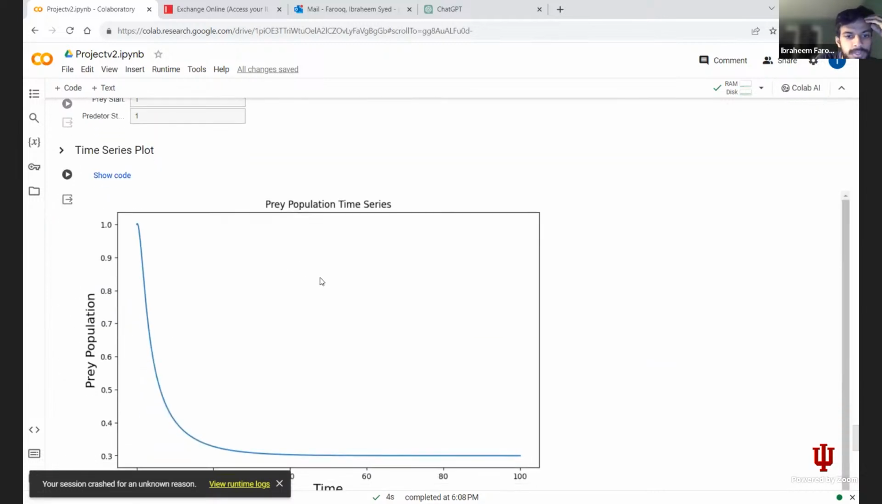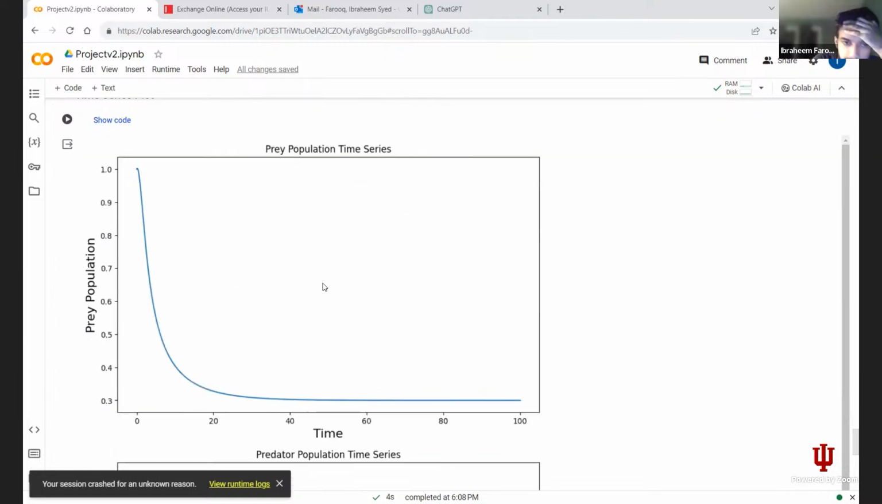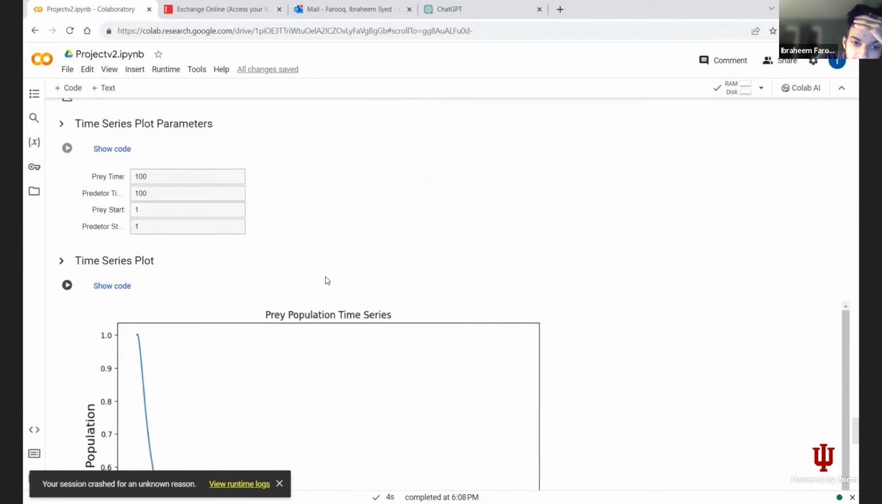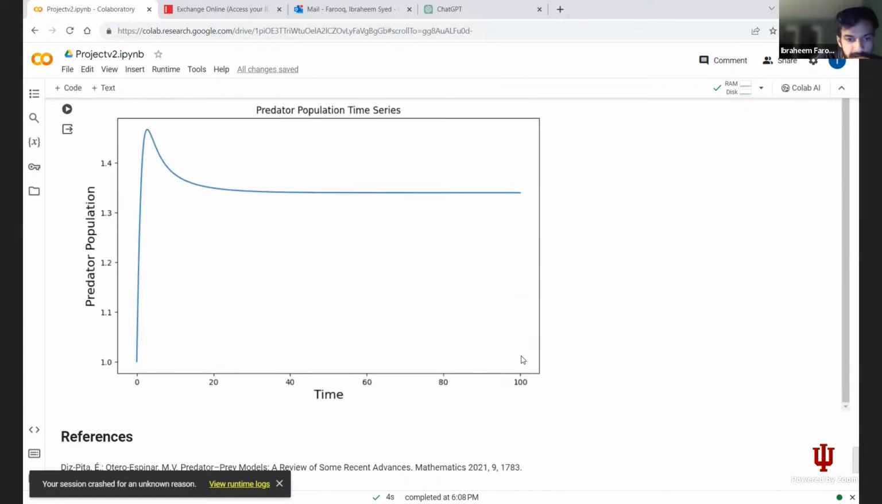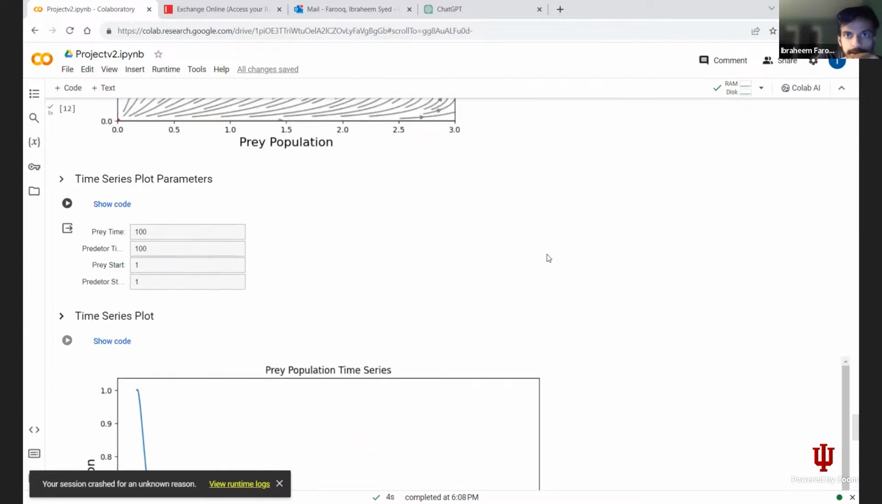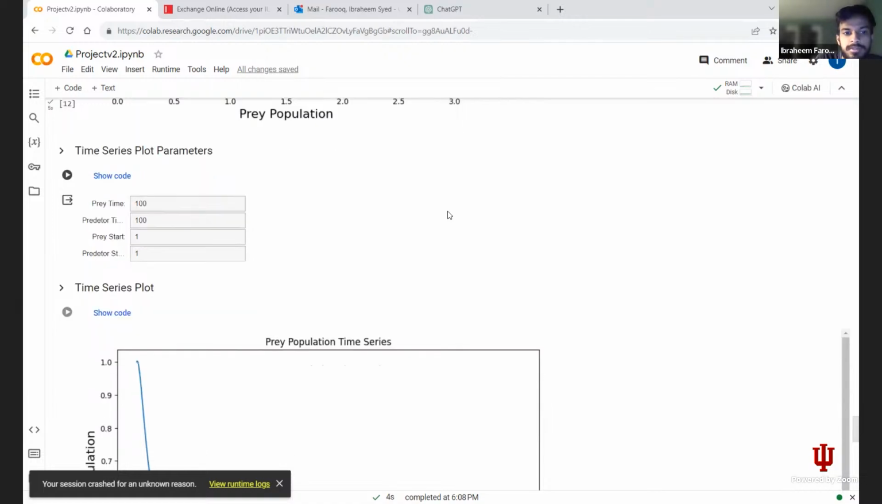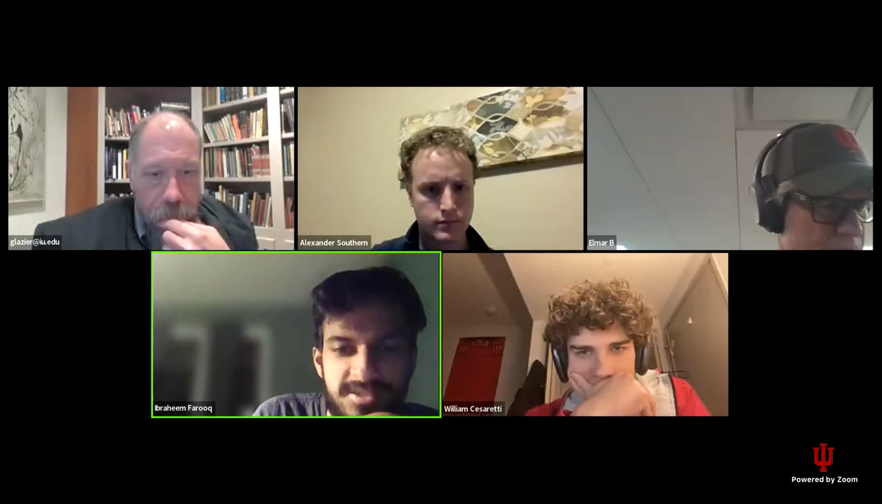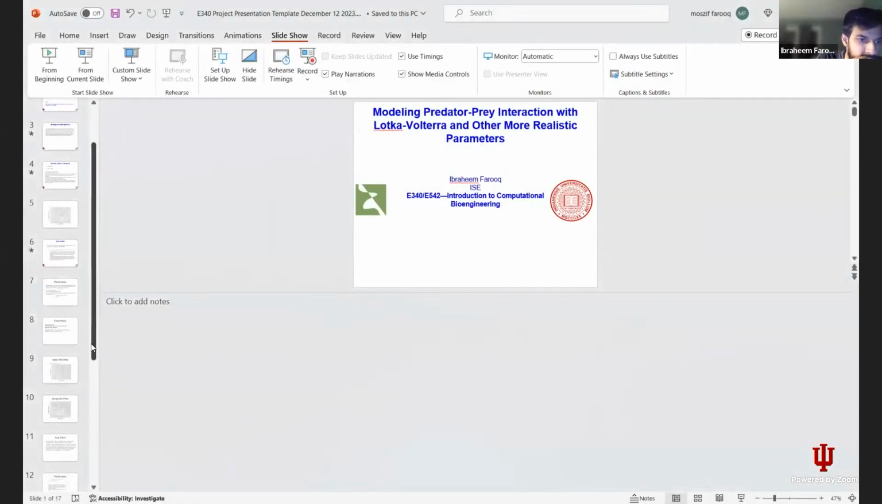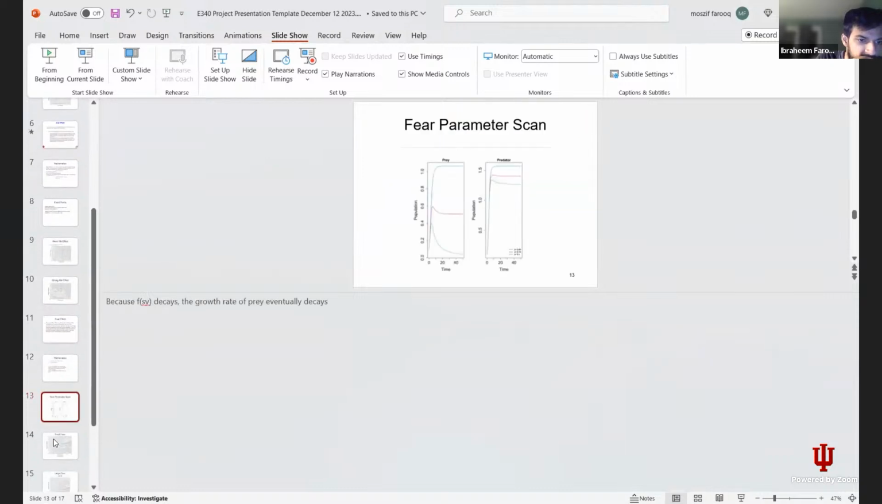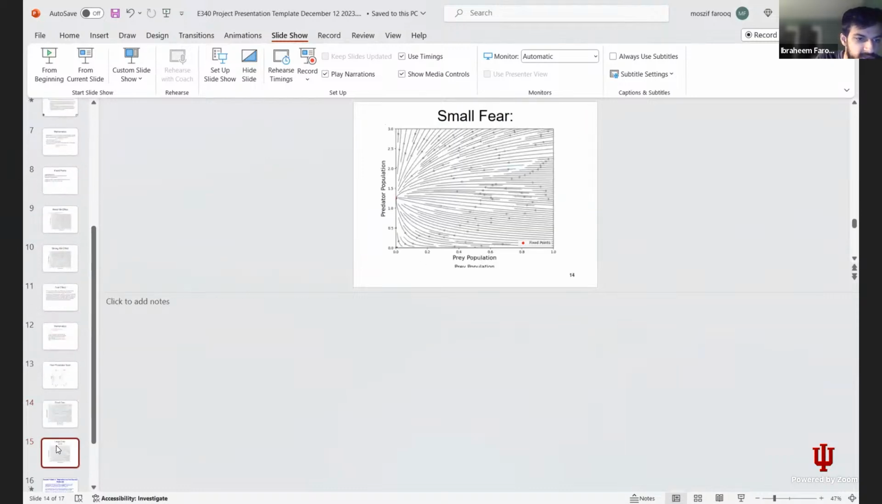And then also we have a time plot as well for this, where you can verify what you expect to see from the phase plot. I think it's valuable in that way. But other than that, that's basically it for this. Let me switch back to my PowerPoint. Okay, so some of you may be wondering, where is cannibalism?